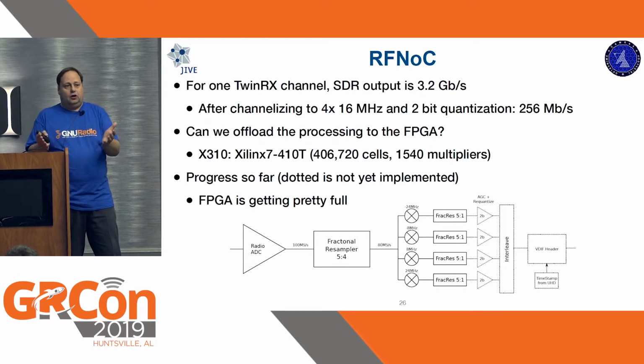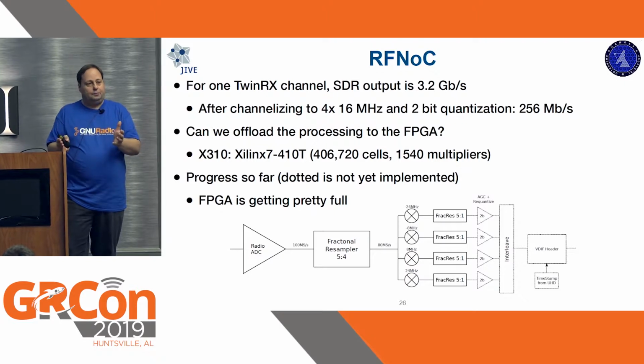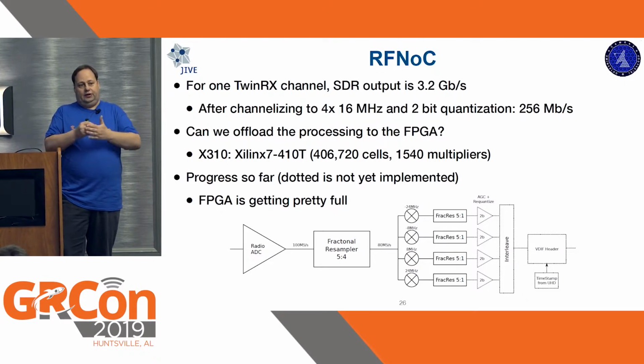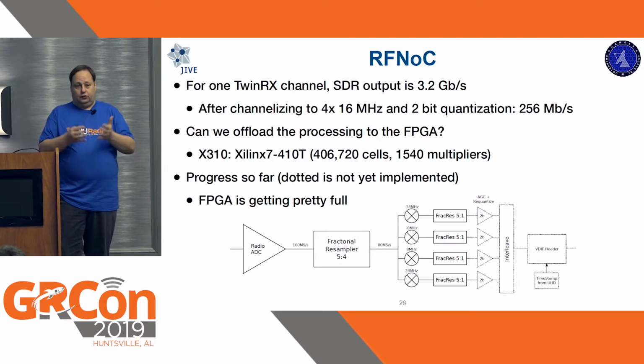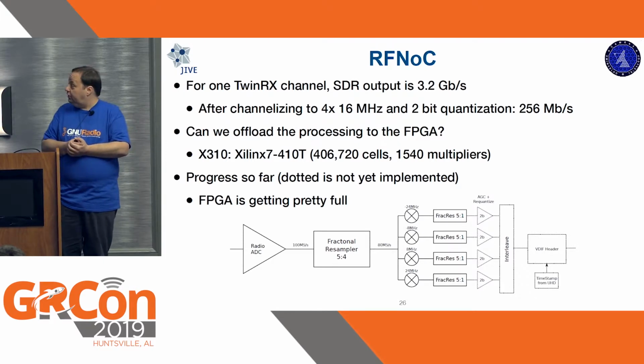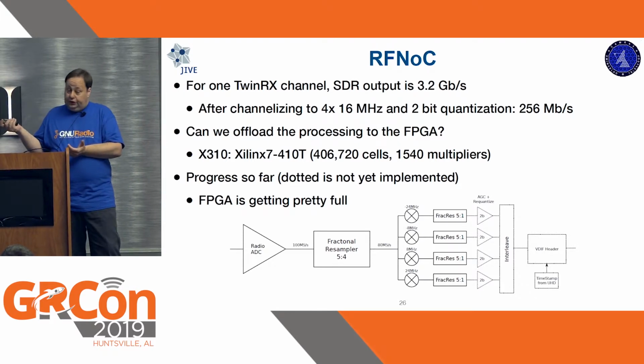I mean, I've got 100 megahertz of data, 100 megasample coming in. I want to break this down into 4 channels, and I want to quantize it at only 2 bits. Because originally I'm getting like 3.2 gigabit per TwinRX input, but once it's quantized at 2 bits, it's only 256 megabits. And also the X310 has a huge FPGA in it.